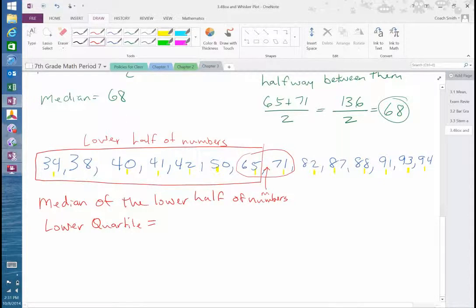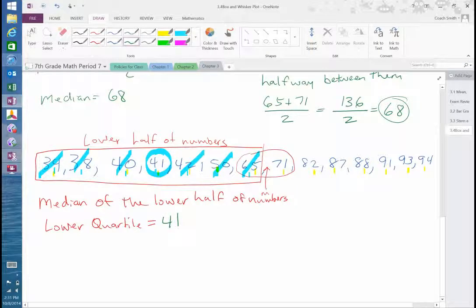So in the lower quartile we have 1, 2, 3, 4, 5, 6, 7 numbers. Okay? So the middle number is a little easier here. We can just do what we do, mark them out. So the lower quartile median is right there. So 41 is the lower quartile.